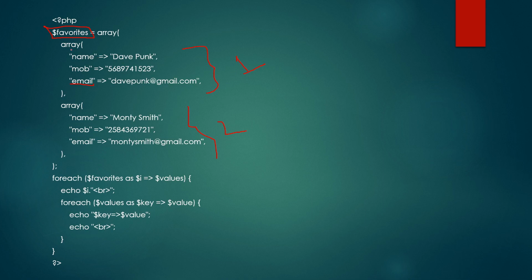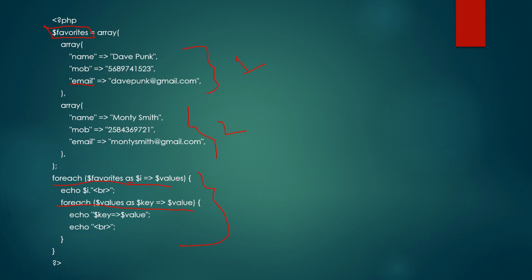Let's say now I want to display all these details, then I can go for a foreach loop. But in multi-dimensional arrays, we have to use nested foreach loops, meaning loops inside the loop. So I have first this foreach loop, inside this I have another foreach loop. Let's see how the syntax goes. In the first foreach loop, I have passed the array variable $favorites. Then we have the keyword as, here I have $i, and then we have $values, another variable.